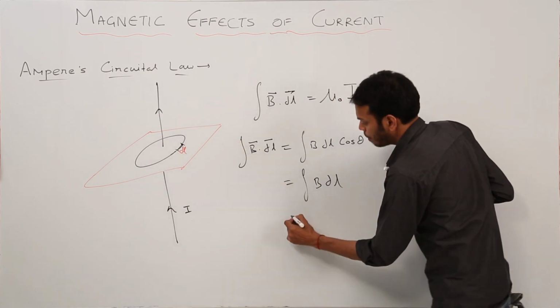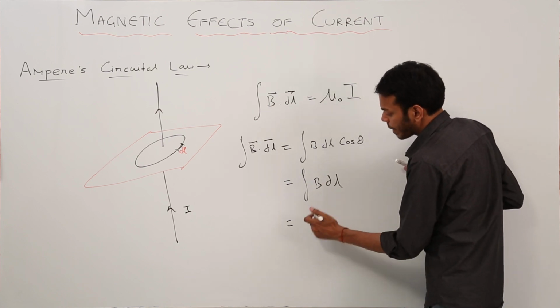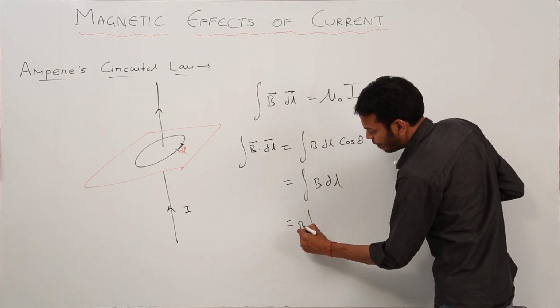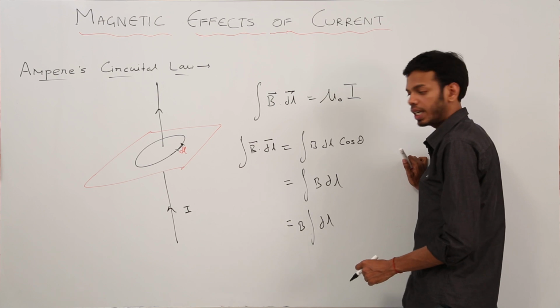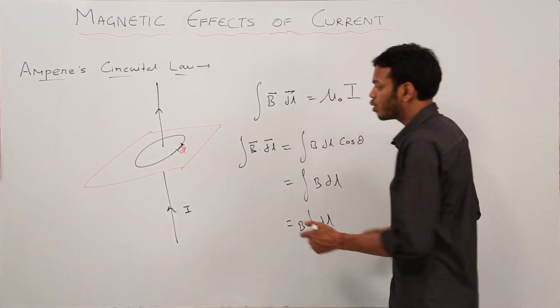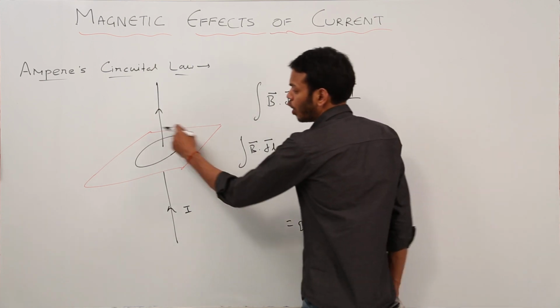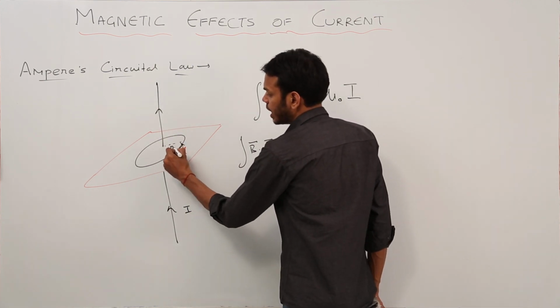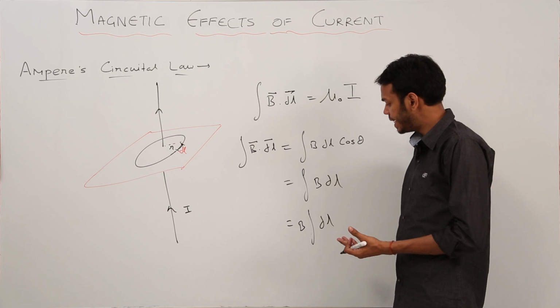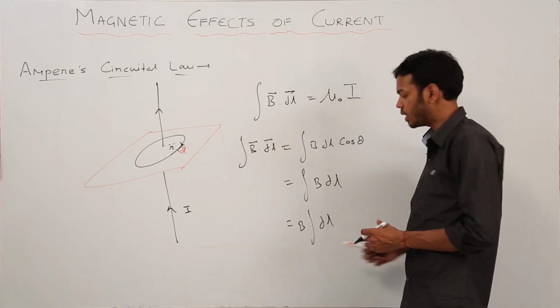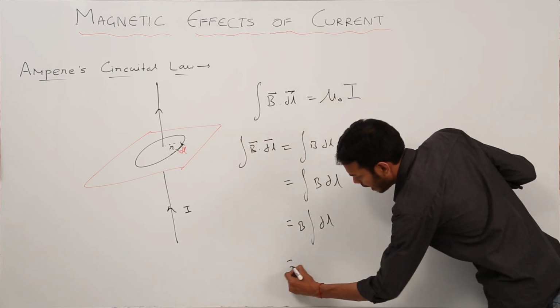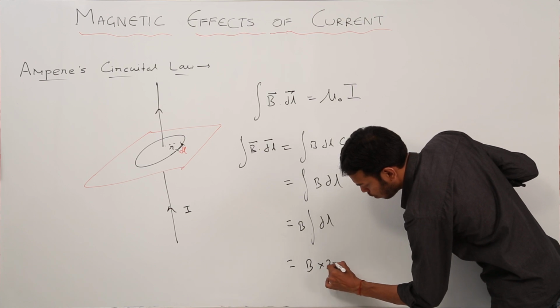You are left with B dl. That means magnetic field B, which is a constant, into dl. Integration of dl is going to give you the complete path, which is what? If this radius is r, that dl integration is going to give you 2 pi r, which is the complete length. So here we have B into 2 pi r.